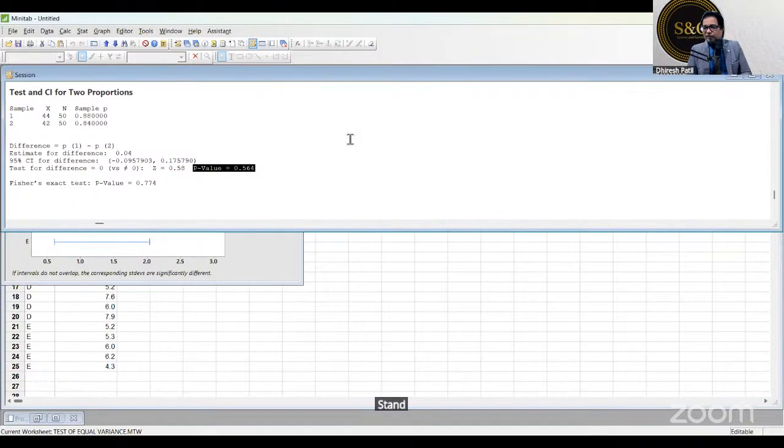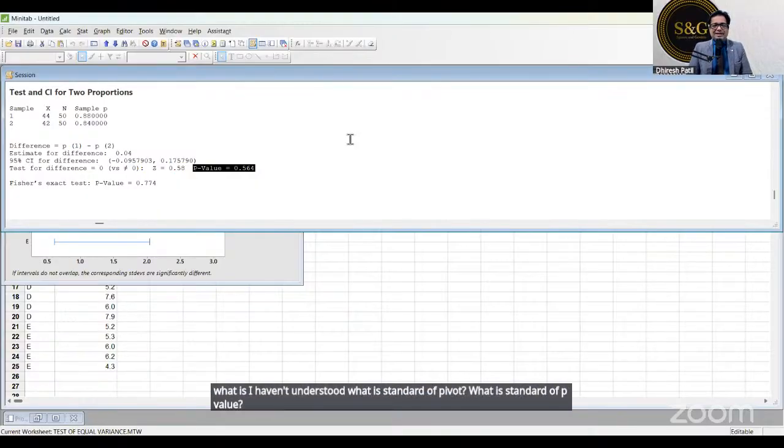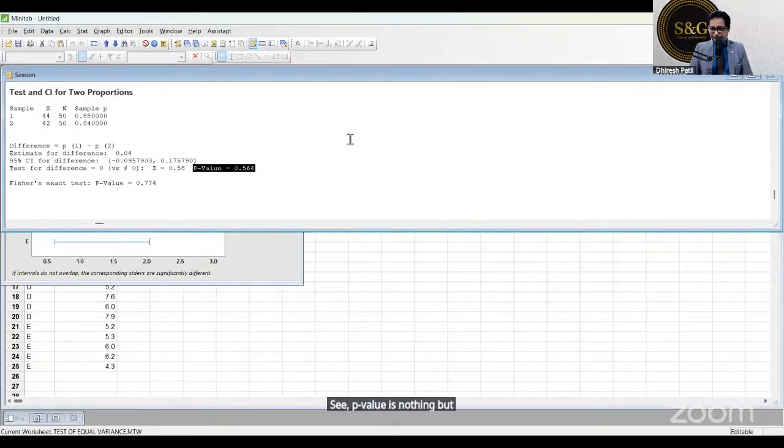What is standard of p-value? I haven't understood this. What is standard of p-value? मतलब मैं समझा नहीं. See, p-value is nothing but probability value. There is no standard as such.